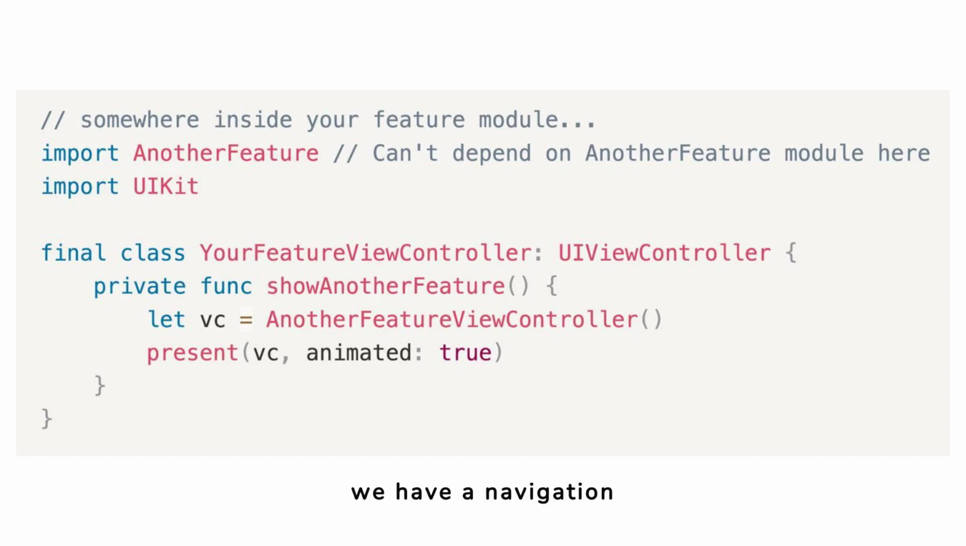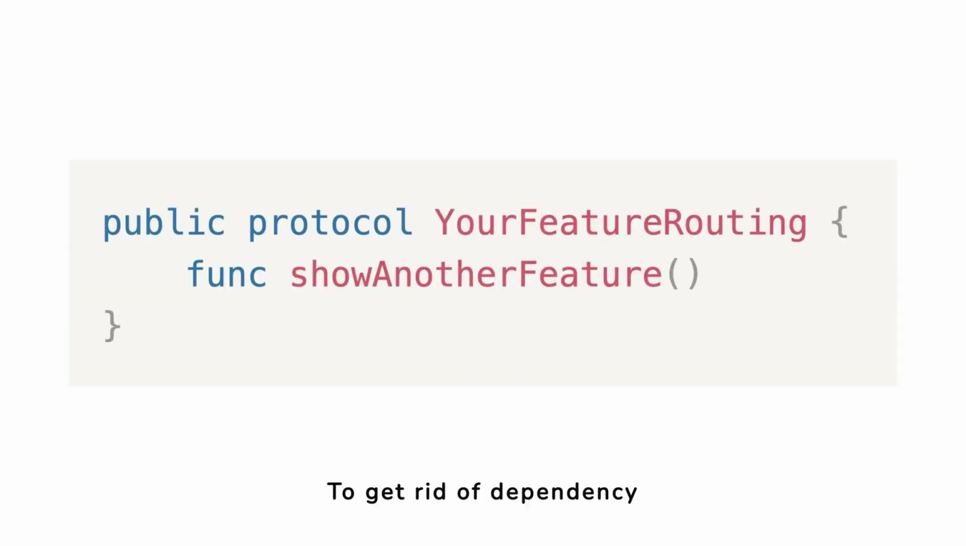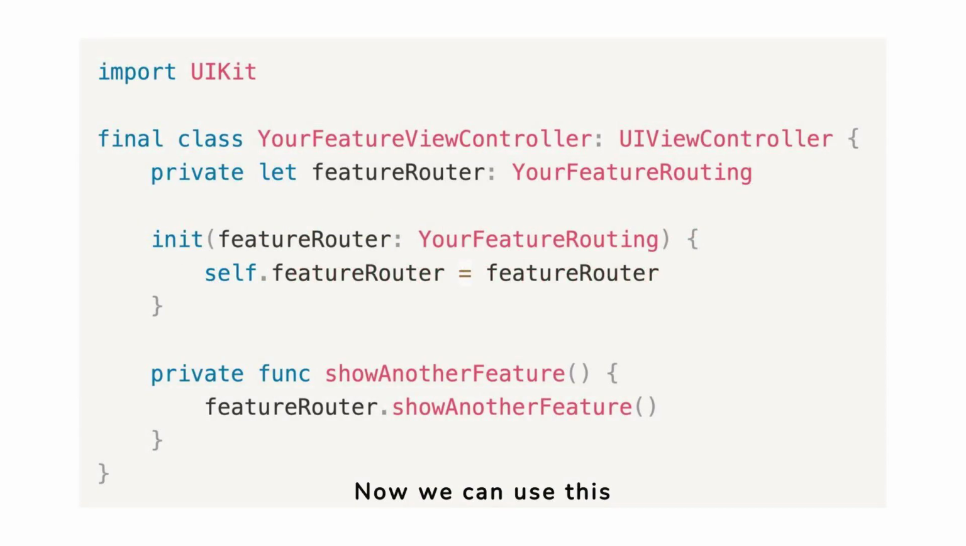Imagine that we have a navigation scenario where one feature presents another. To get rid of dependency on another feature, we want to invert this dependency. We create the public routing protocol inside of our new feature module. Now we can use this protocol for navigation.